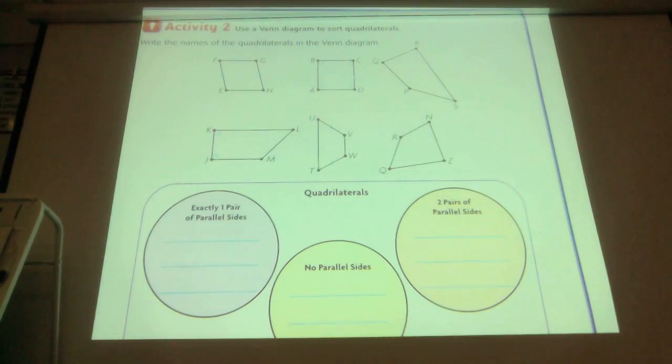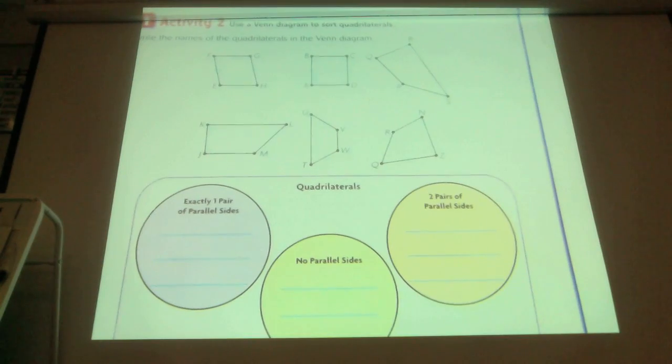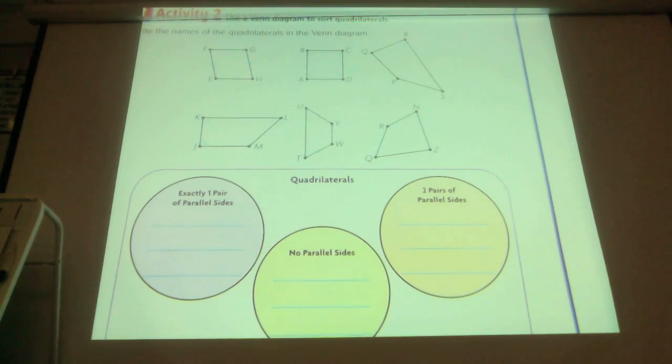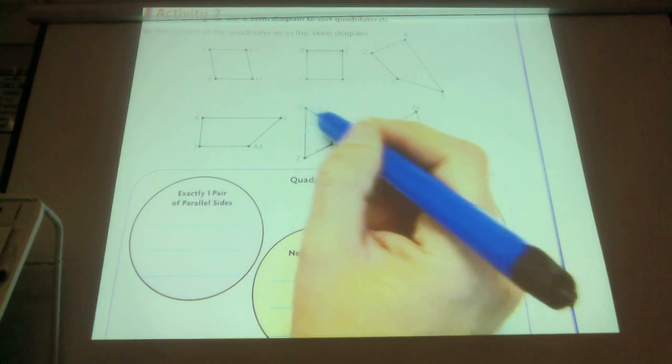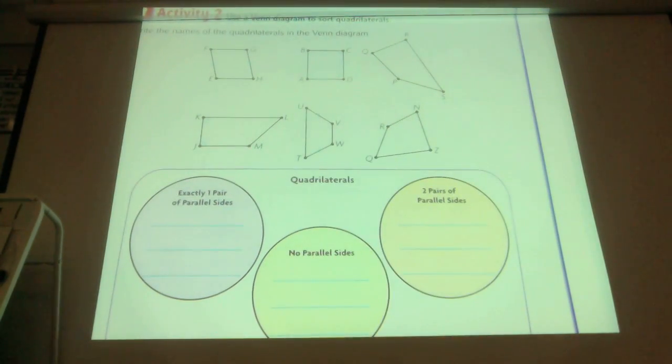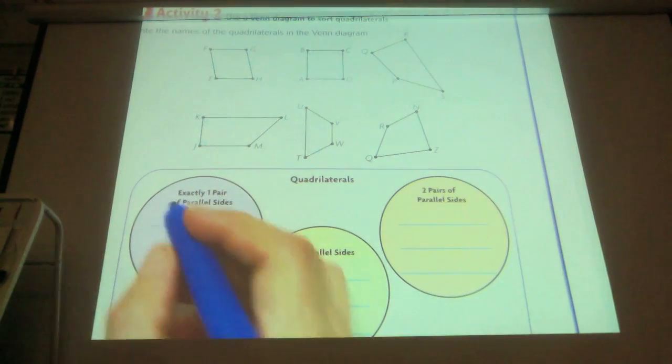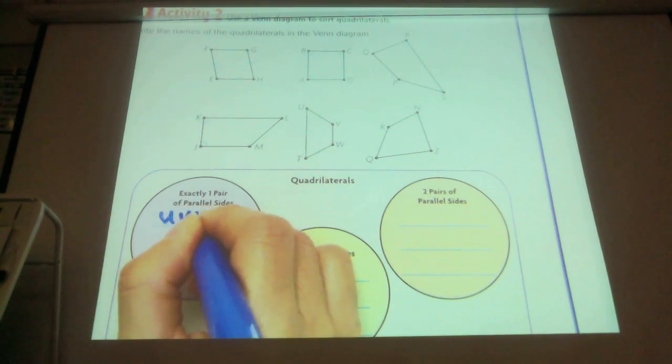Write the names of the quadrilaterals in the Venn diagram. So looking at the purple Venn circle, it says exactly one pair of parallel sides. I want you to look through the six quadrilaterals there and find one that has exactly one pair of parallel sides. It cannot have more than one pair of parallel. U, V, T, W. Is that the right way to tell me? Or U, V, W, T. There you go. U, V, W, T.